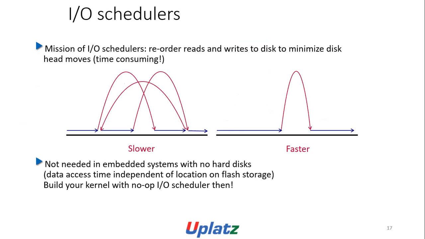IO schedulers: the mission of an IO scheduler is to order reads and writes to disk to minimize disk head movement, which is time consuming. The slower one is shown and the faster one is shown. This is not needed in embedded systems with no disks, where data access time is independent of location on flash storage. Build your kernel with the noop IO scheduler then.